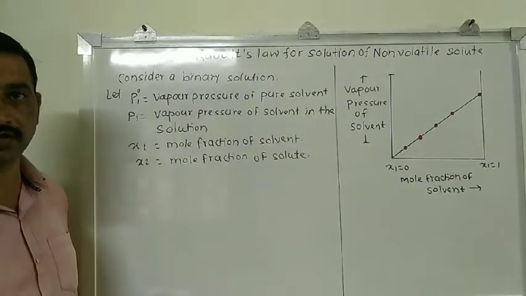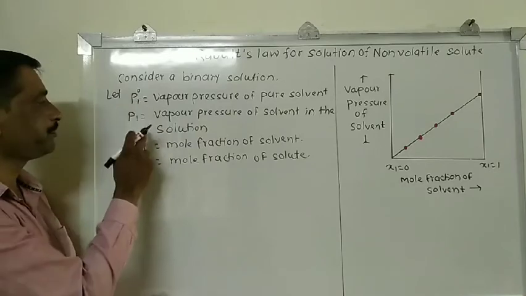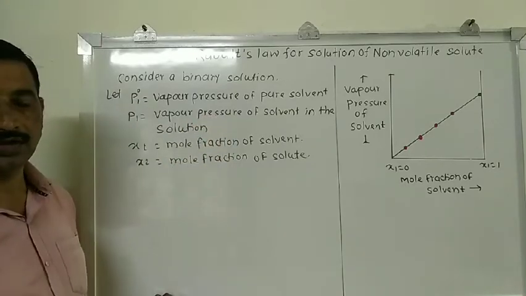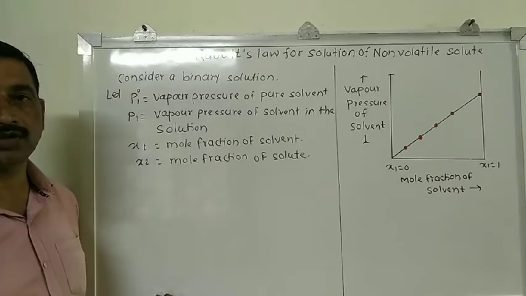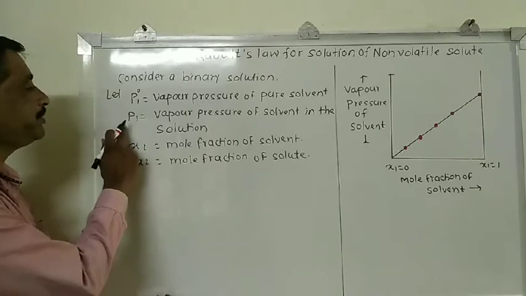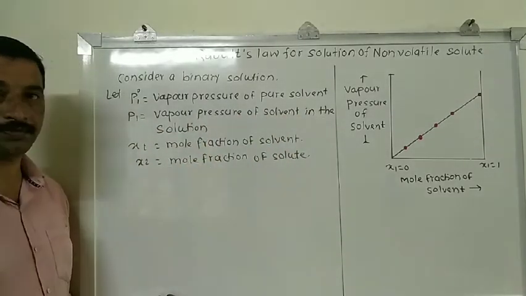जेव्हा solvent हे pure state मध्ये होतं तेव्हा त्याचा जो vapor pressure आहे तो आपण घेतला P01. P1 is equal to vapor pressure of solvent in the solution. Solution मध्ये solvent चा vapor pressure काय होतो? Pure state पेक्षा कमी होतो आणि तो घेतला आपण P1. So P1 is equal to vapor pressure of solvent in the solution.